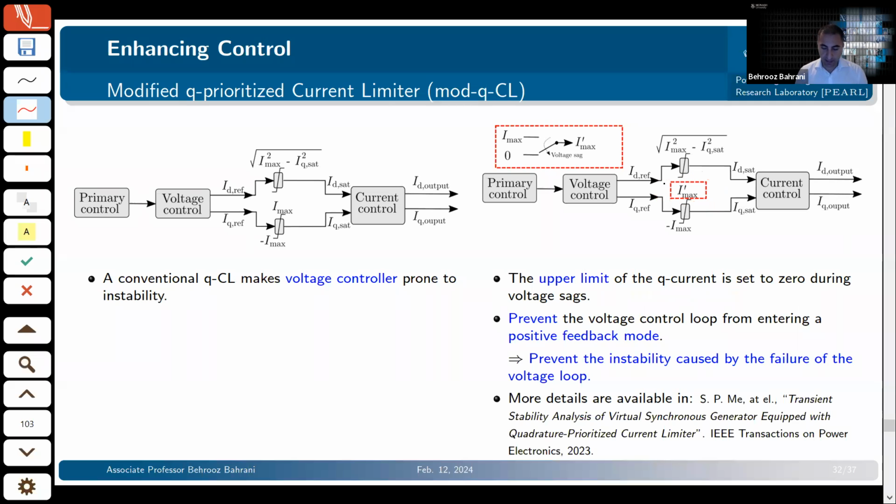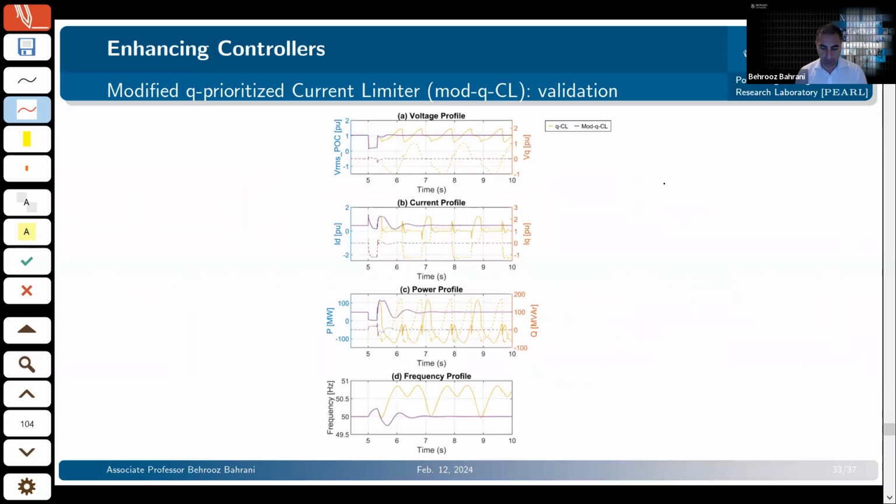Again, details are in this paper, and here are very quick results that I can show. This one is the normal Q prioritized, which is unstable after the fault. And this one is the one where you have activated this technique, and it remains stable.